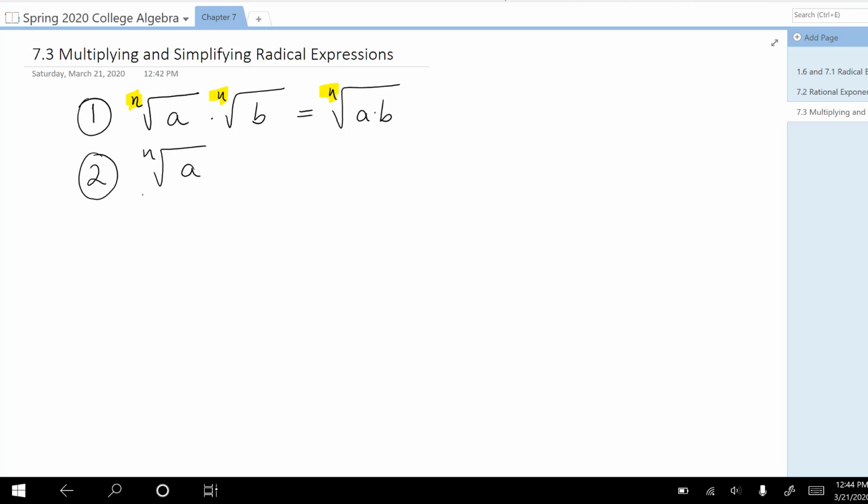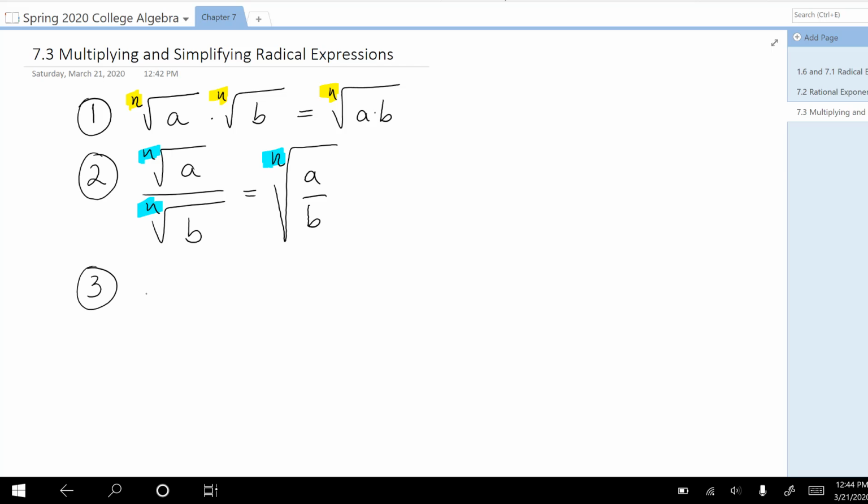The n-th root of a over the n-th root of b is, well, can you guess this one? Yep, the n-th root of a over b. So if the index is the same, then you can just divide the radicands.